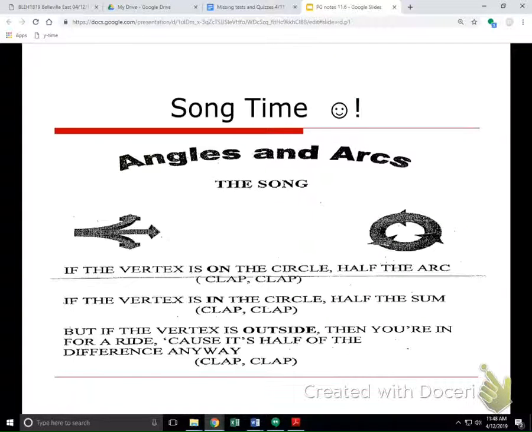If the vertex is on the circle, half the arc. If the vertex is inside the circle, half the sum. But if the vertex is outside, then you're in for a ride because it's half of the difference.